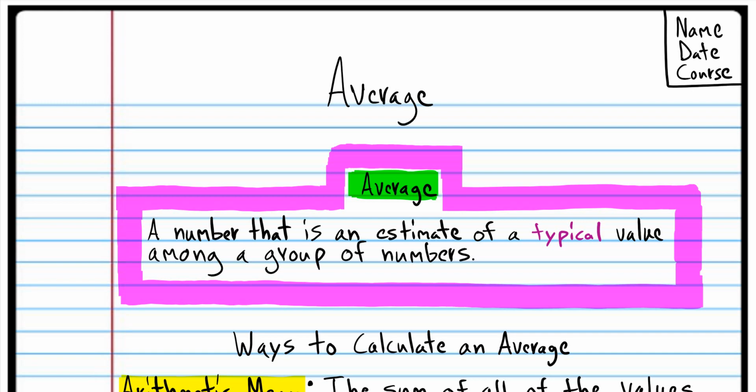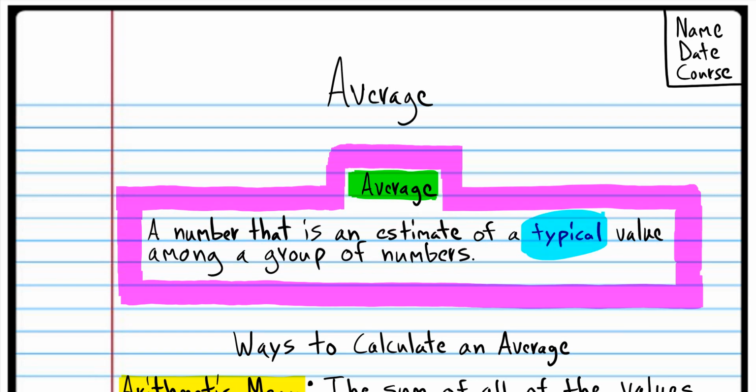The reason we're going to study average is it's an important topic in the math curriculum overall, but it's also very important when it comes to the study of calculus. Now, most people think that there's only one way to calculate an average value, but average is actually a general concept, and there are many different ways to calculate it. An average value is a number that is an estimate of a typical value among a group of numbers. So this is the general idea of average.